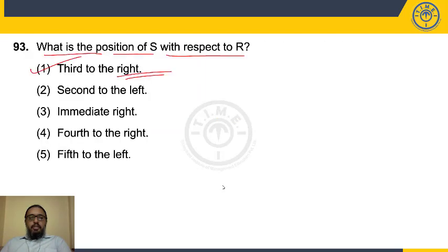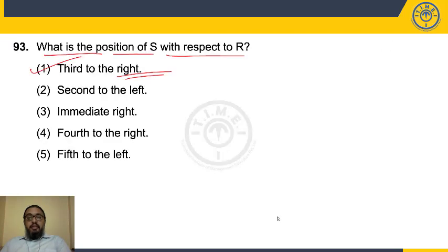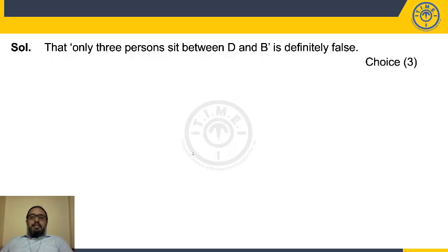Okay. Only 3 persons sit between D and B. Let us check. Now how many persons are there between D and B? 2 persons are there between D and B. Now can I say this information is false? Yeah, it is false, because he says there are only 3 persons sitting between B and D. No, there are only 2. So that is why you choose third option. Because I want the information to be false, hence third option is my answer. Now you need not check the remaining. Fifth you can ignore. He says all are true. Choice 3. So these are the questions you have in this set.